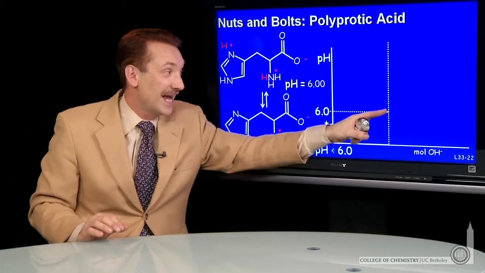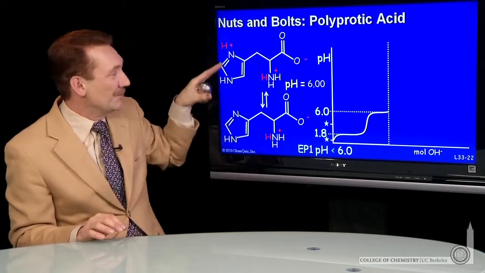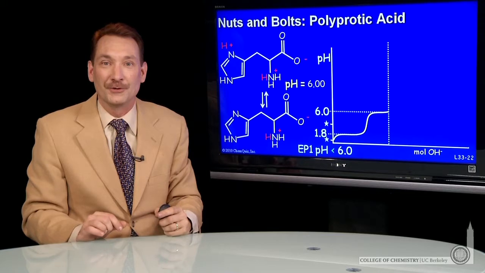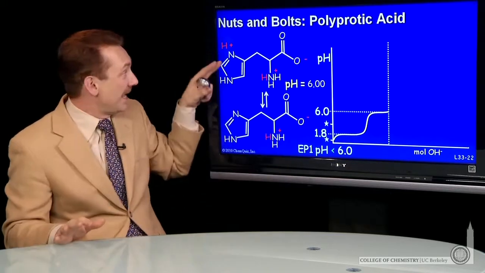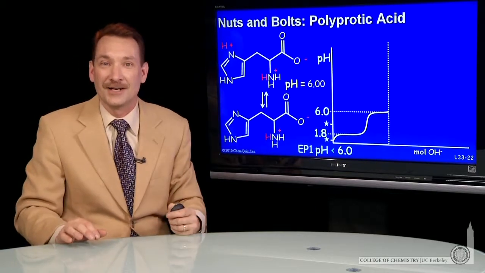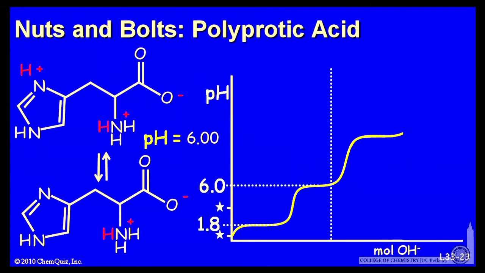At pH exactly equal to the pKa 2, pH equals 6, there's an equal mixture of these two molecules. The first proton stays gone, it's completely gone, and now the second proton is being titrated. I can continue to add base, of course. So as I continue to add base, I'll sketch out more of the titration curve.